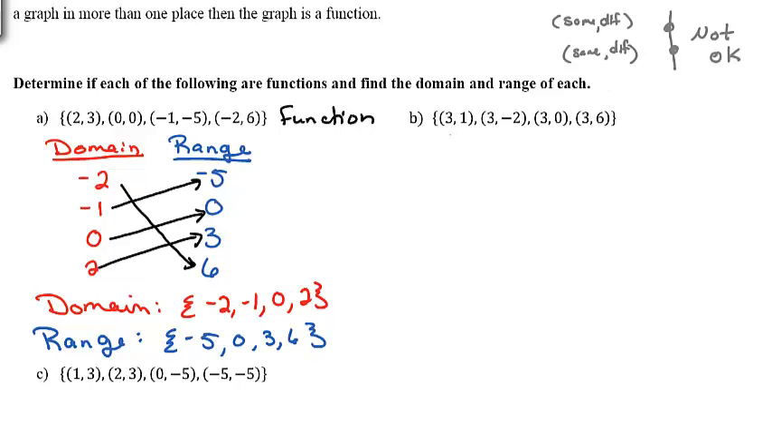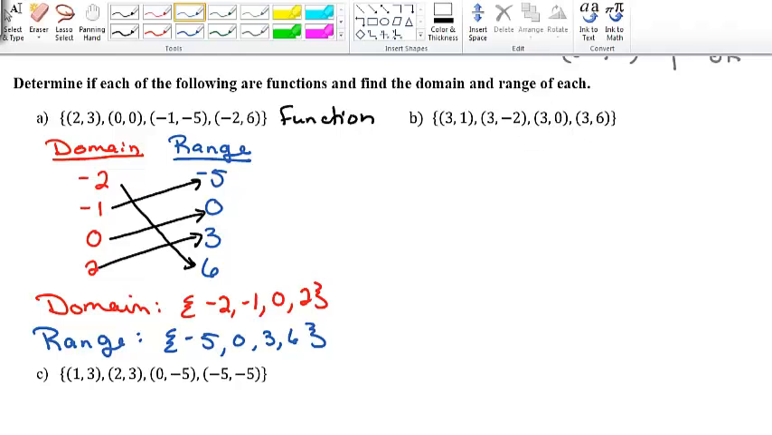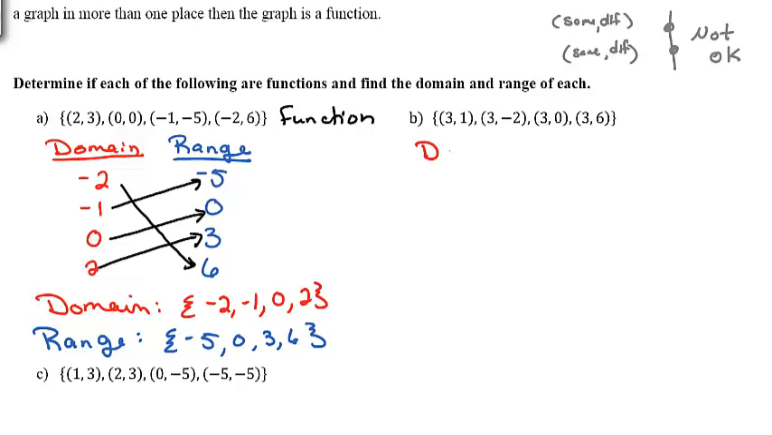Okay, so now we're going to do the same thing for this relation. We have the points (3, 1), (3, -2), (3, 0), and (3, 6). So first I'm going to list my domain. And so all of these are a 3. So the only value in my domain is a 3. And then I'm going to list my range. And my range, I have the values 1, -2, 0, and 6.